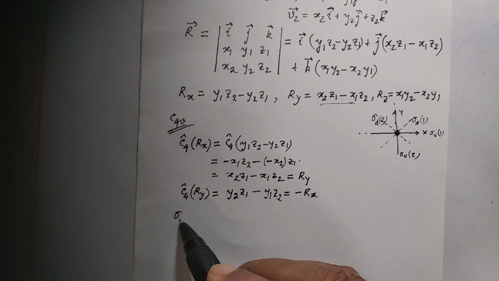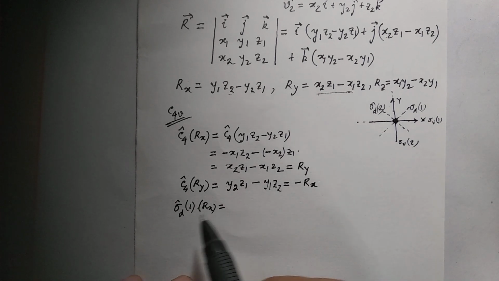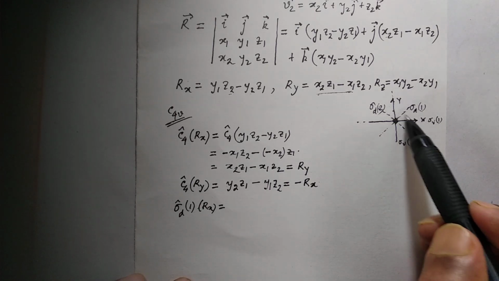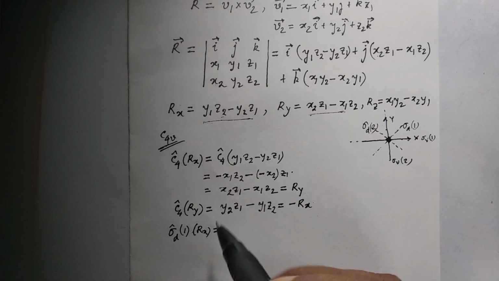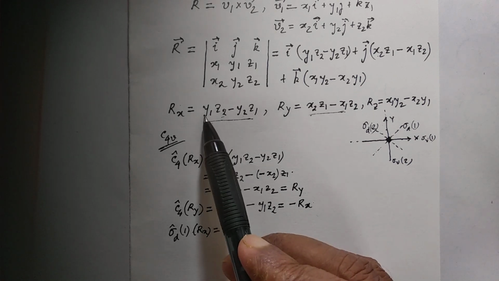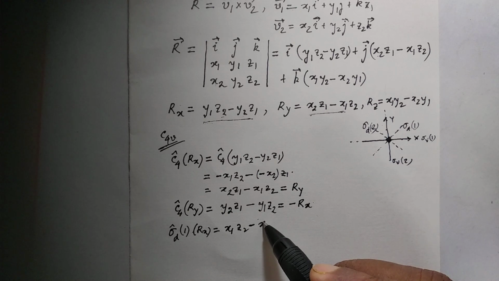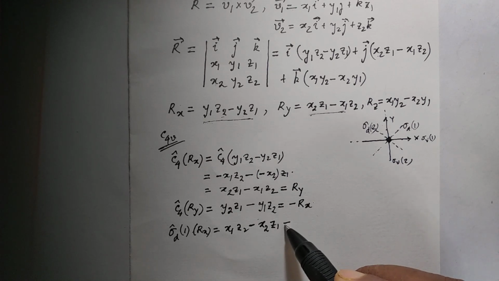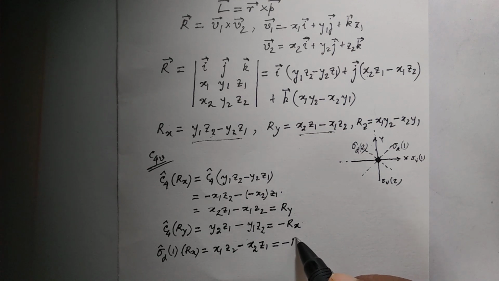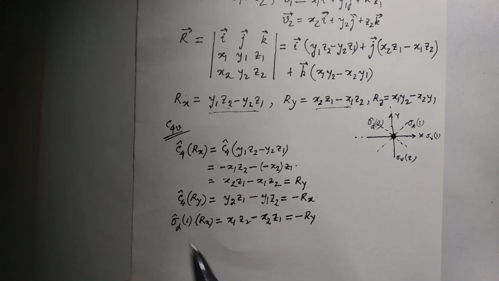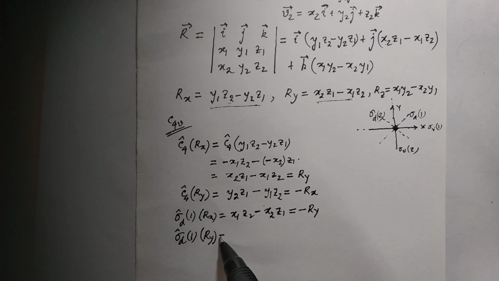Let us next apply, say, sigma d1 on Rx. What happens? By sigma d1, x becomes y and y becomes x. Therefore, if Rx is y1 z2 minus y2 z1, then y1 becomes x1, so this becomes x1 z2 because z remains unchanged. Minus y2 becomes x2, z1 remains unchanged. And what is that? x1 z2 minus x2 z1. This is minus Ry. From Rx we get minus Ry by sigma d1. And sigma d1 operating on Ry will give what?